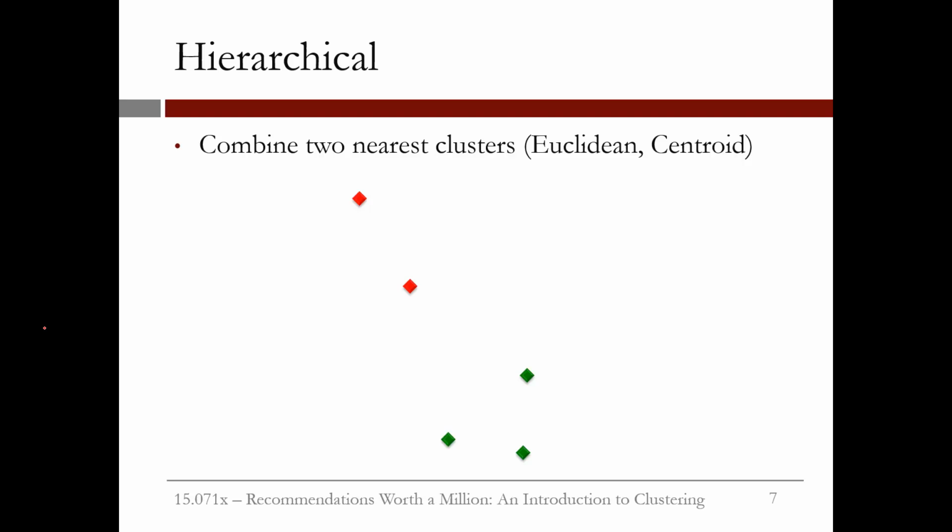So now we have just 2 clusters, the red one and the green one. So now the final step is to combine these 2 clusters into one cluster. So at the end of hierarchical clustering, all of our data points are in a single cluster.